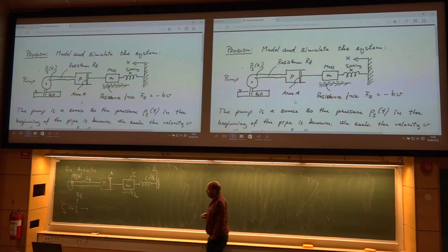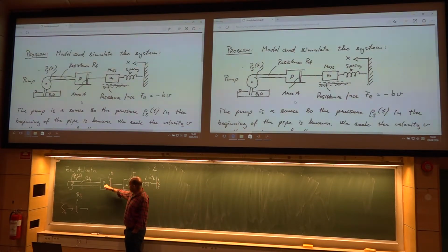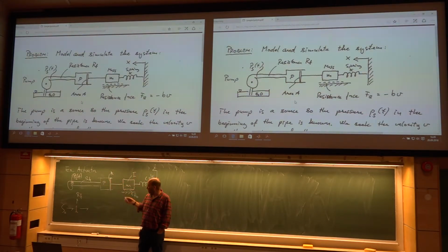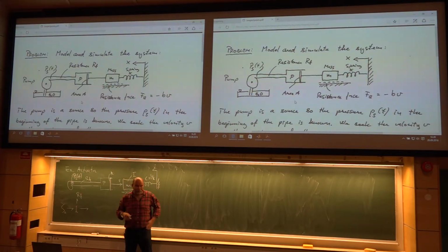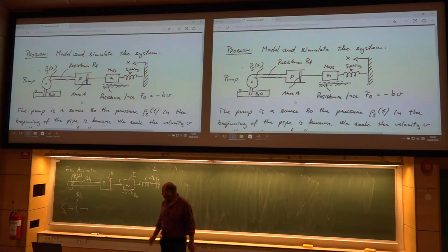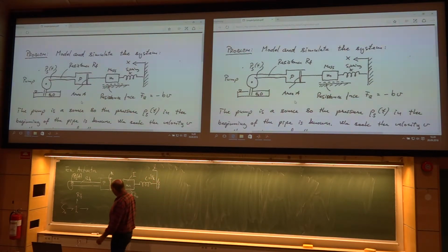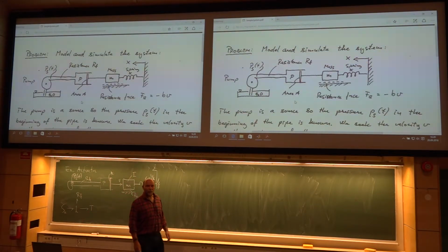Now, we know the pressure inside this cylinder. And this pressure acting on an area produces a force. So there you will have a coupling, pressure, a force. They are clearly coupled directly. And what type of element can do this type of coupling? Yes, a transformer. Effort is coupled with effort.